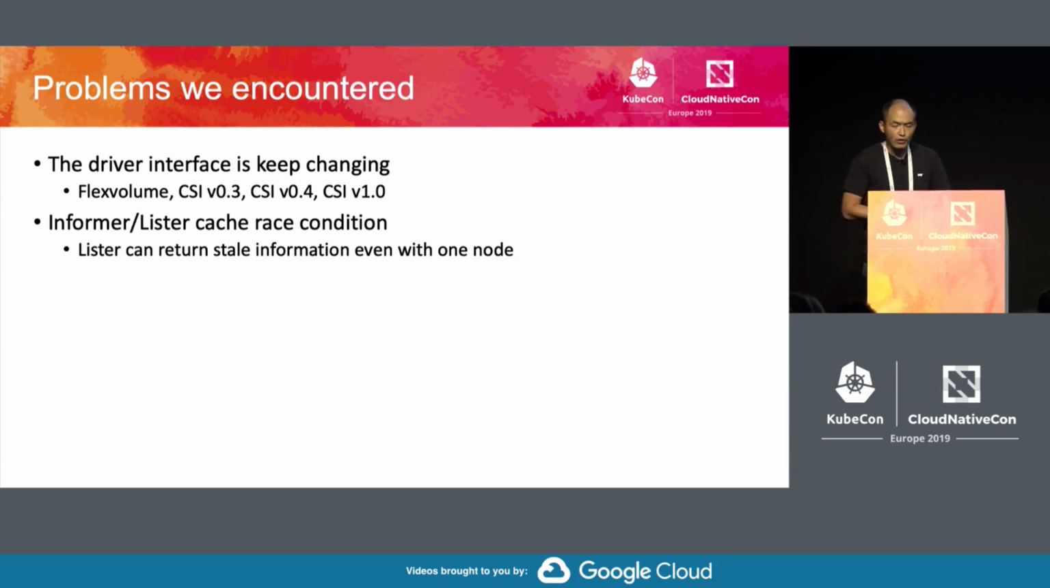Another issue is related to the controller pattern we are using. If you are familiar with Kubernetes controllers, you know that we normally use something called an informer and lister. The informer contains another object called the lister, which is used to access the Kubernetes CRD objects in the cache. That's why it's much faster than using the API directly. But we found out the lister can sometimes return stale information, even with one node.